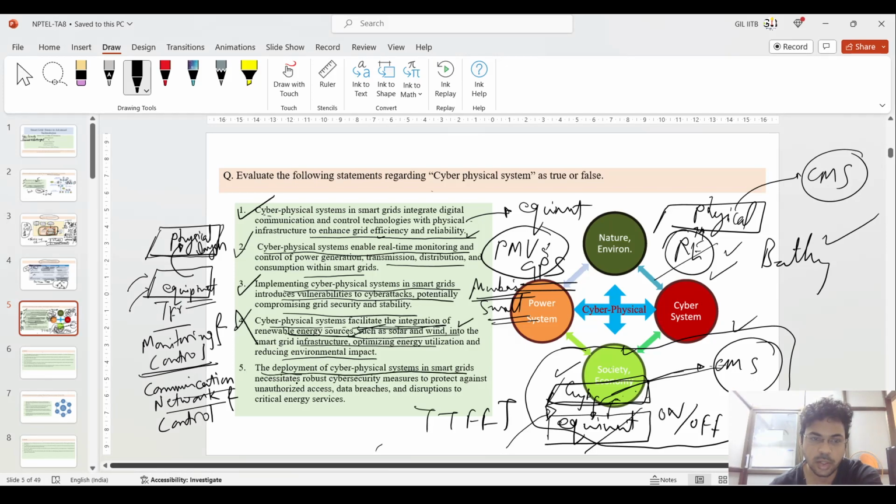Coming to this fifth point, that is the deployment of the cyber physical system in the smart grid necessitates robust cybersecurity measures to protect against unauthorized access, data breaches, and disruption of critical energy services. That is true.